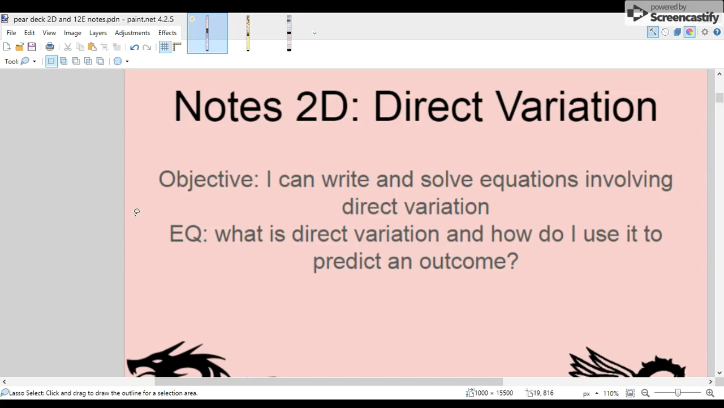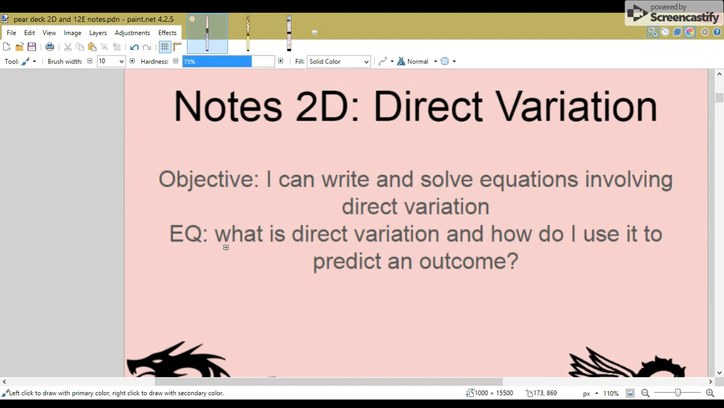Notes 2D, direct variation. Write down the objective and essential question on your Pear Deck foldable. Objective: I can write and solve equations involving direct variation. Essential question: what is direct variation and how do I use it to predict an outcome?